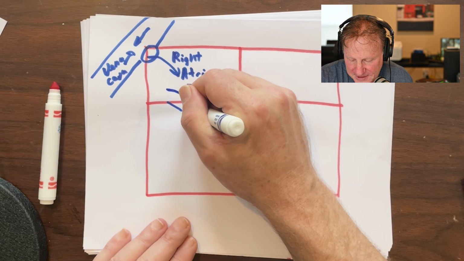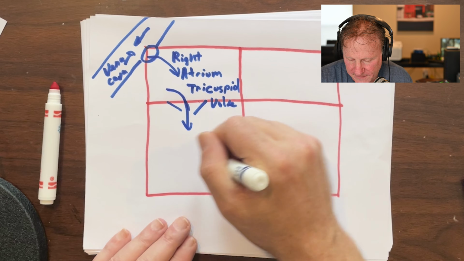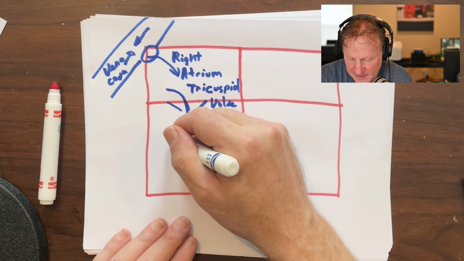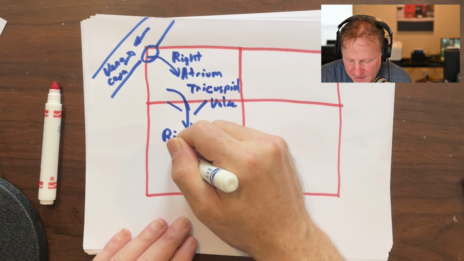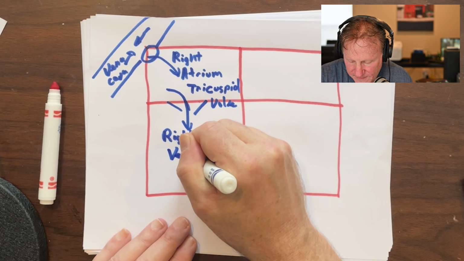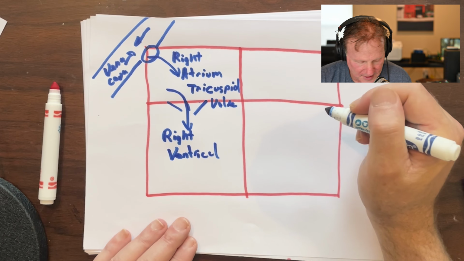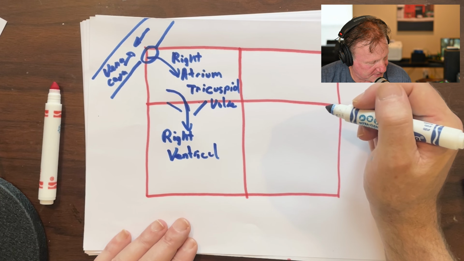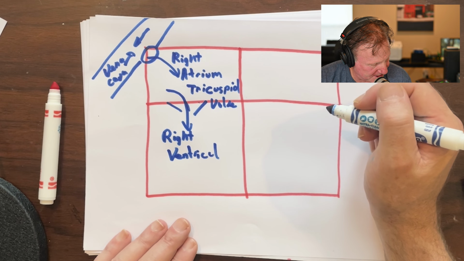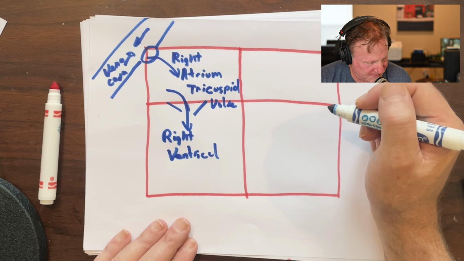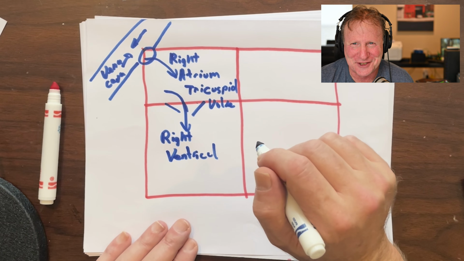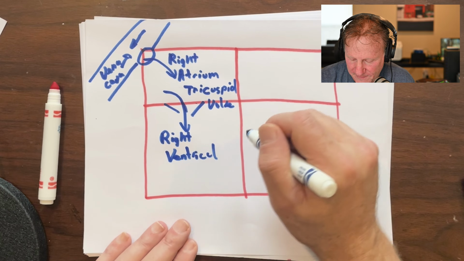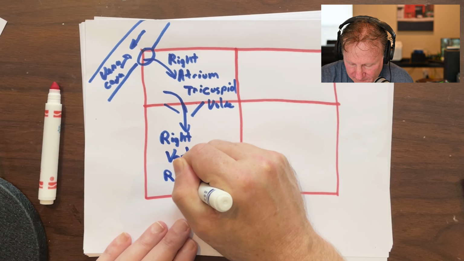And what happens is that blood will flow through the tricuspid valve and collect in the right ventricle. Oh man, I can't spell worth diddly. But hopefully, ventricle. Okay, hopefully I got that right. So sorry about that. The right ventricle, I'll just say RV.